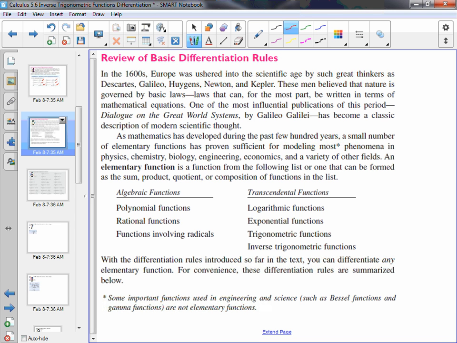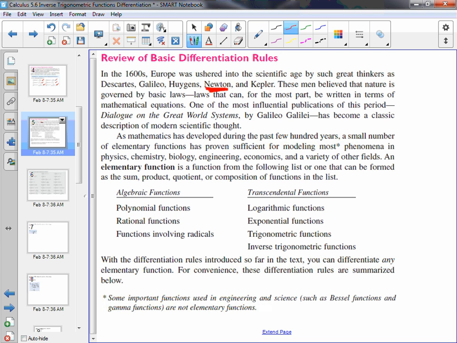Okay? So, just a little history here. In the 1600s, Europe was ushered into the scientific age by such great thinkers as blah, blah, blah. Oh, there's one I care about. These men believed that nature is governed by basic laws, laws that can, for the most part, be written in terms of mathematical equations. Even if some of them weren't exactly right, they did a pretty good job of describing the things that happen in the world. One of the most influential publications of this period by Galileo has become a classic description of modern scientific thought. Be sure to ask your English teacher to assign that for a little light reading to the rest of the class.